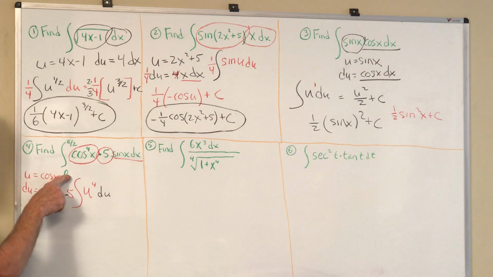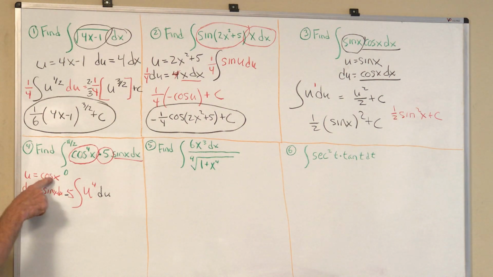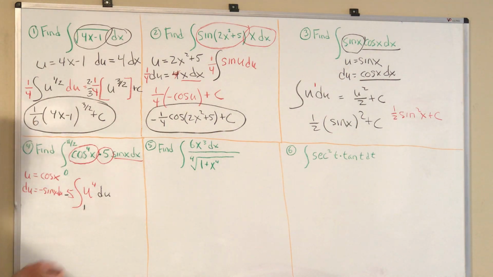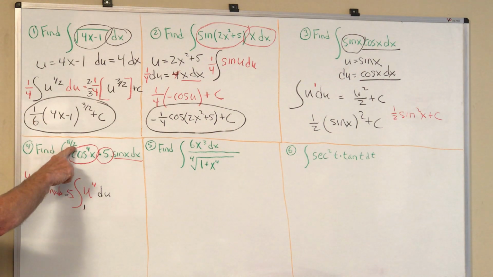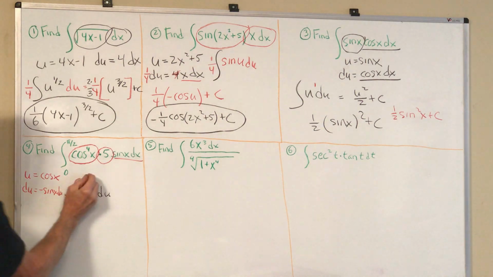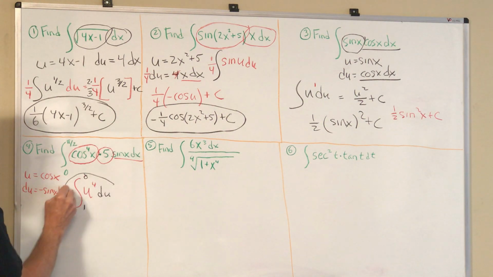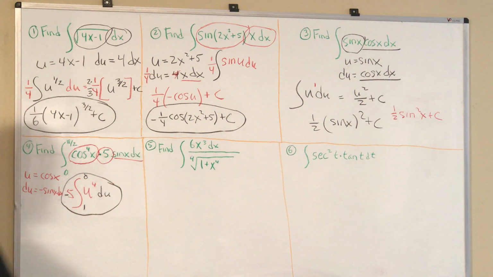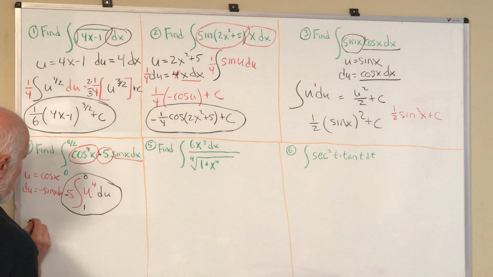If x is equal to 0, u is equal to the cosine of 0, which is 1. And at pi over 2, the cosine of pi over 2 is 0. So now we've completely transformed it into another definite integral, which is going to be a number, and that's what we want. So we're never going to have to actually transform this back into x.